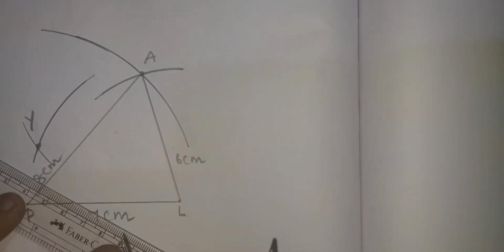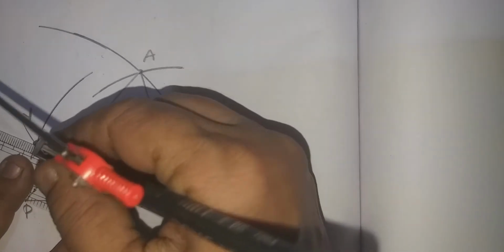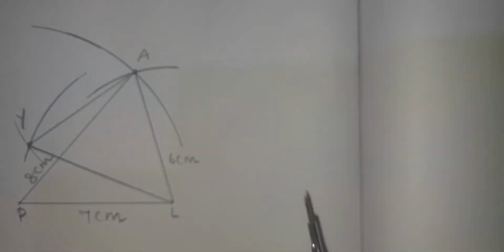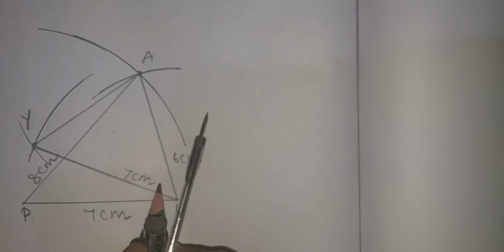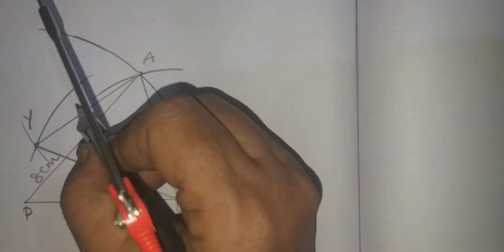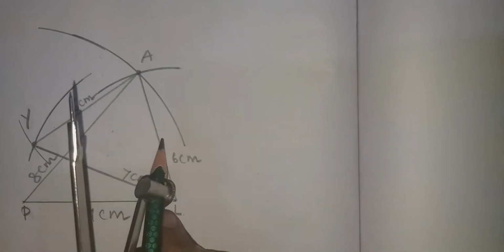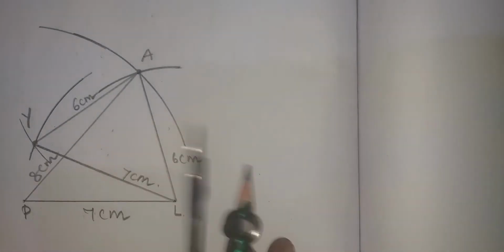Now you have to join LY and AY. LY is 7 centimeter. So right here 7 centimeter and AY is 6 centimeter. Now you can see here 3 sides we have drawn, okay, and these two diagonals are also drawn. So 5 we have completed.